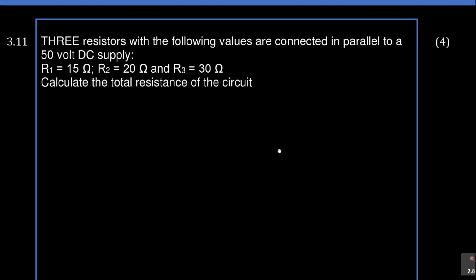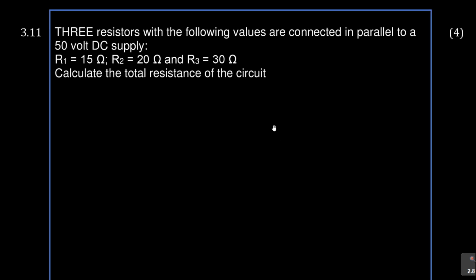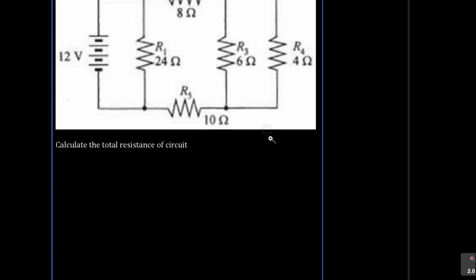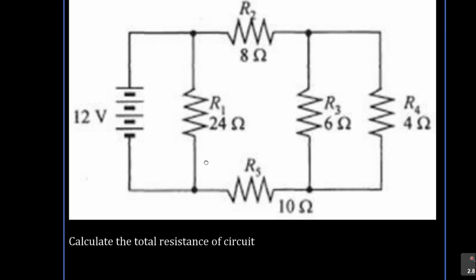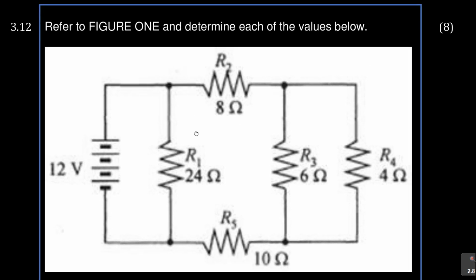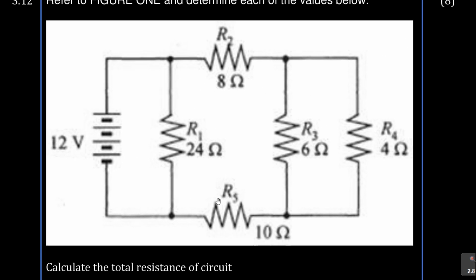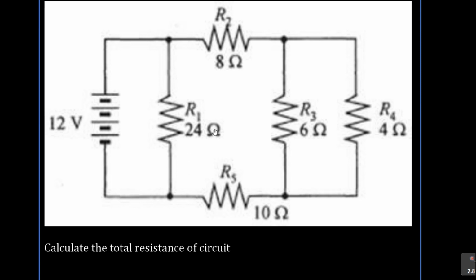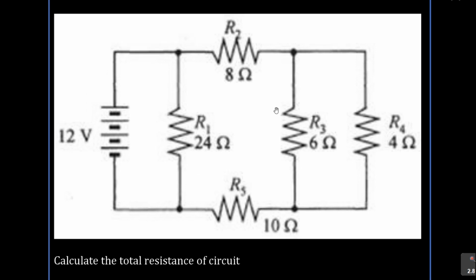Now something interesting comes with 3.11. It deals with resistors in series and parallel, knowing how to calculate the total resistance. Then 3.12, we're going to learn how to find the total resistance. It's a very important diagram, 8 marks, just to calculate the total resistance. So I encourage you, stay tuned. Check part 2 of the lesson on resistance. You need to know the second part.